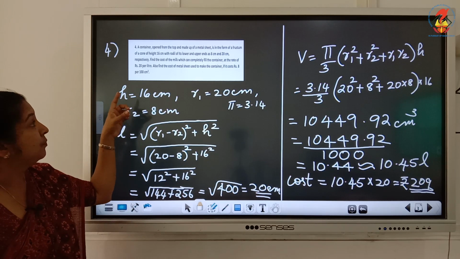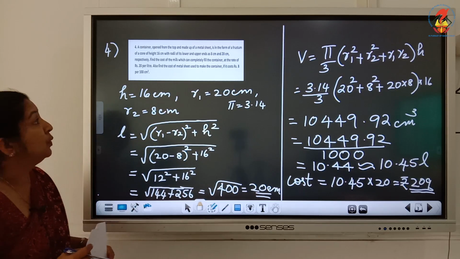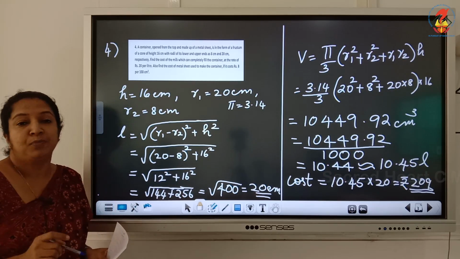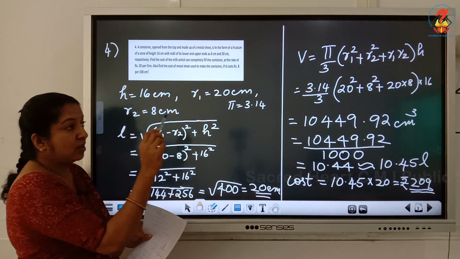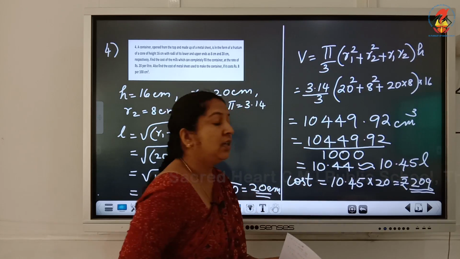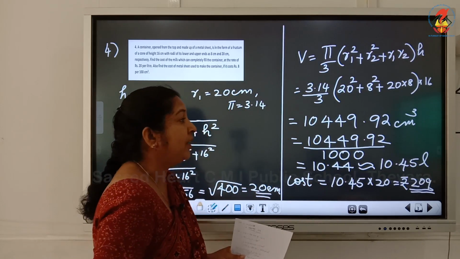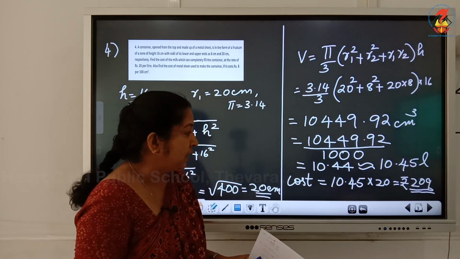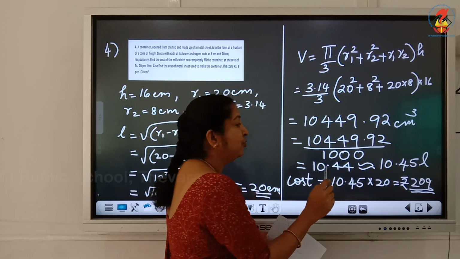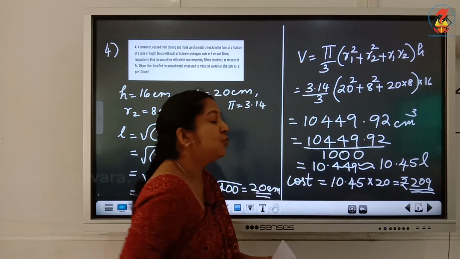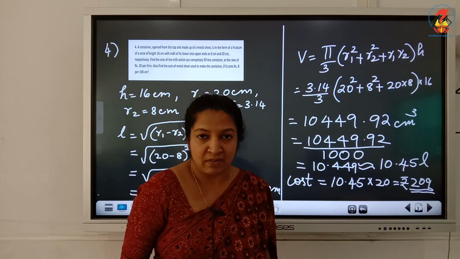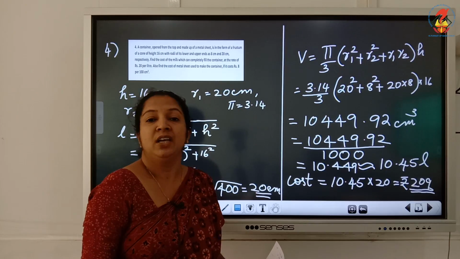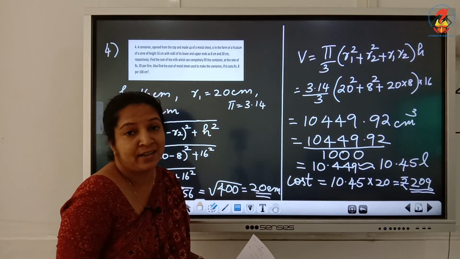So, the question is, find the cost of the milk which can completely fill the container at the rate of rupees 20 per liter. So, we got the volume as 10,449.92 centimeter cube, and we have to convert this into liters, divided by 1000. So, we are getting 10.449, which we have taken as 10.45 liters. So, the cost is 10.45 into 20, which is equal to 209.